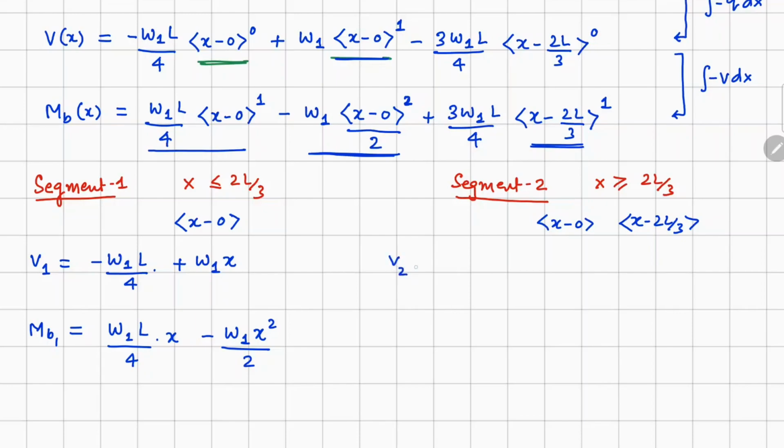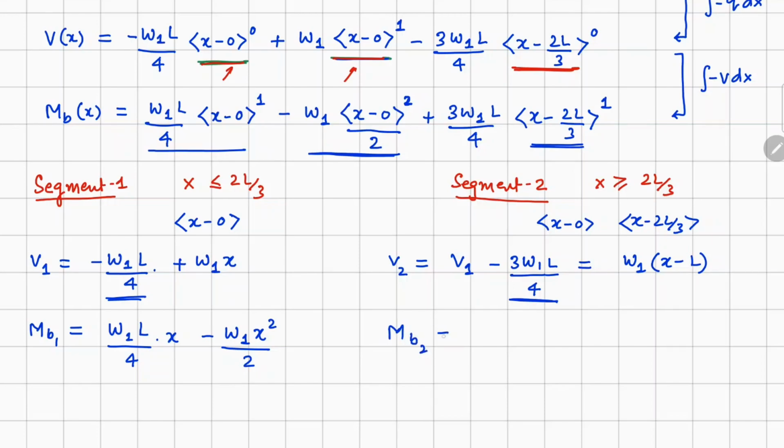Now when we come to your V2 calculation in segment 1, we are going to consider this as well as this. But since we have calculated already these two values, we can write V1 plus the last term, and the last term in this case is minus 3W1 over 4 here, and x minus 2L by 3 to the power 0 will give you 1. So we can simplify this. So we have minus W1 L over 4 coming from here, minus 3 W1 L coming from here. So this gives us W1 can be taken common, x minus L.